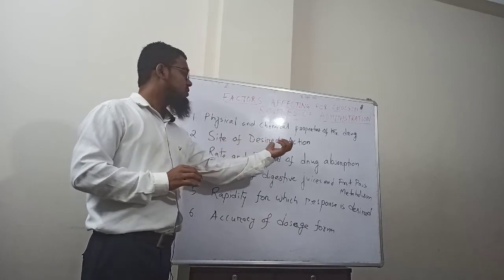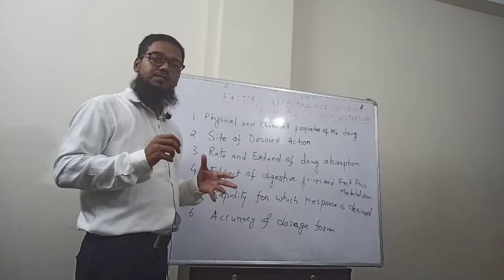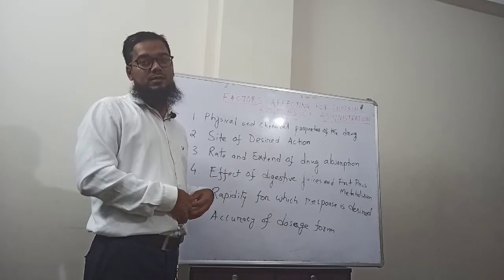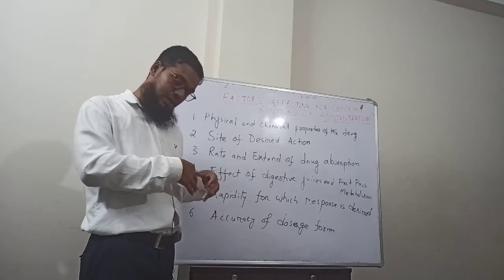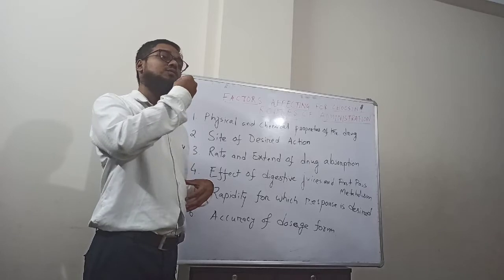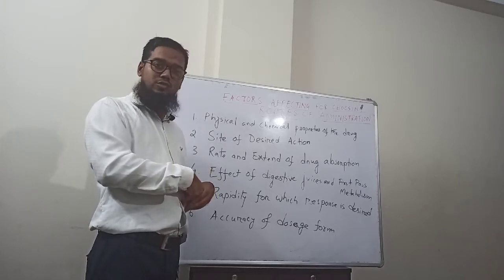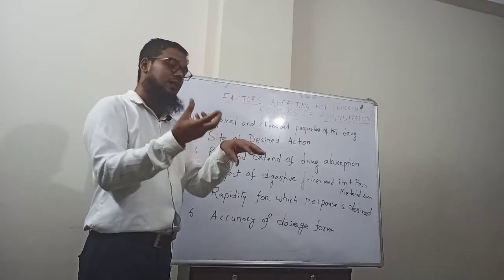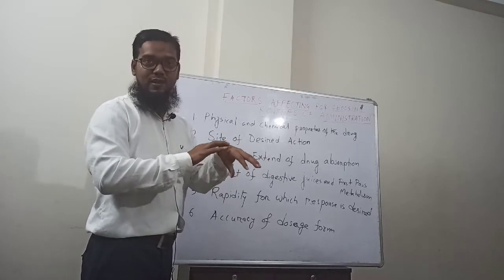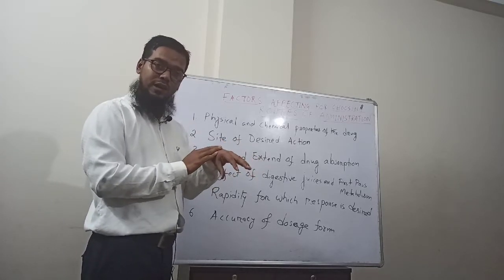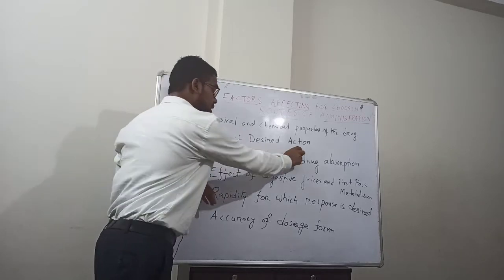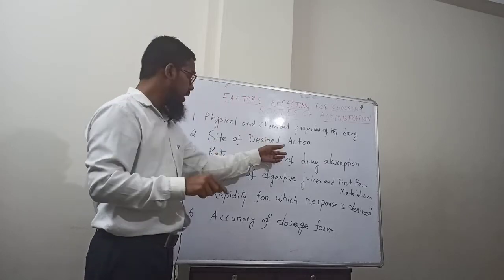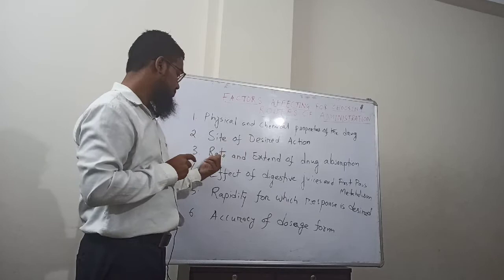Similarly, the second factor is site of desired action. For example, if we want to use a drug for stomach acidity, the acidity is inside the stomach, so we need a drug which will produce its action in the stomach to decrease the acidity. If we choose the topical route on our skin, will it work locally? No. So depending on where the drug is to produce its action, the site will be preferred for a certain drug.